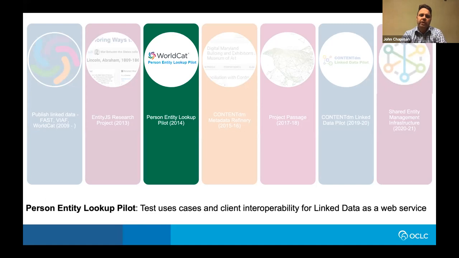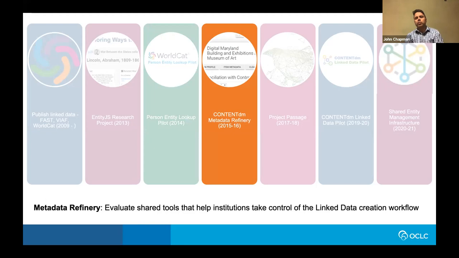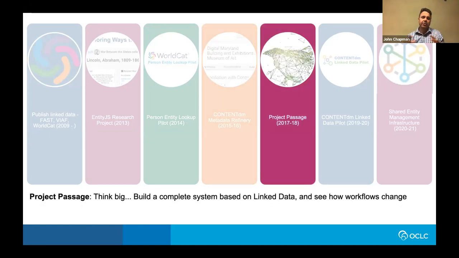Next, we tested use cases and client interoperability for linked data, focusing on providing web services. And then with the ContentDM metadata refinery, we evaluated shared tools, really looking at how librarians could work with linked data and take control of that quality aspect of linked data. Building on that, we sought to put a lot of that together and build a complete system based on linked data. So some data ingest, some data creation, data visualization, data import, all sorts of different tools put together into as lightweight an environment as we could, to see how the workflows changed, to see what impact that had on metadata creation of linked data as linked data, not just converting it from record-based data.